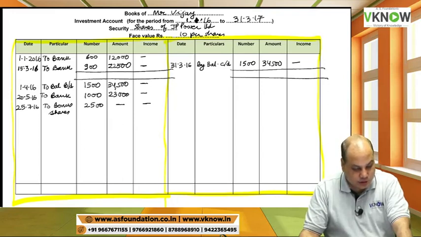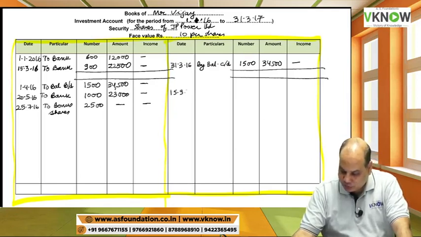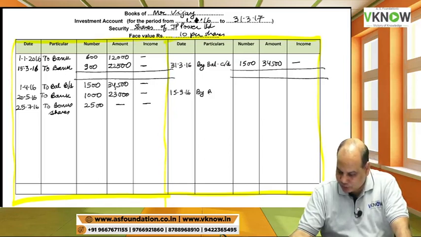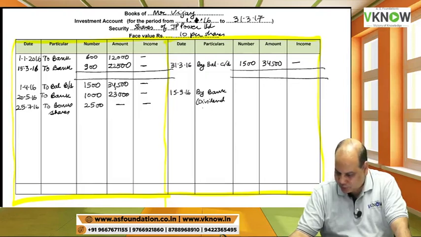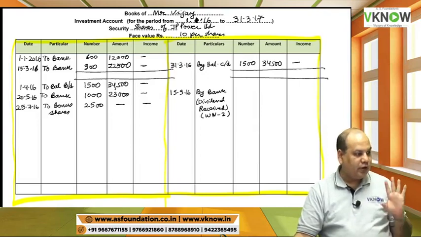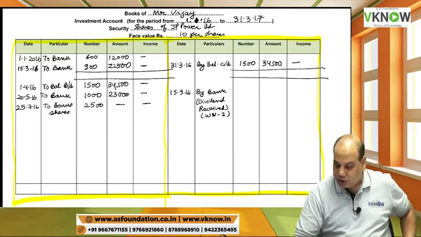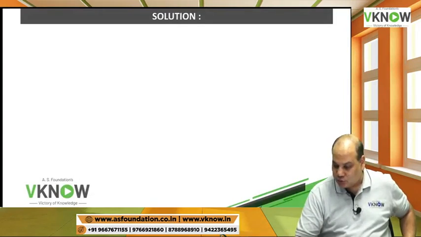After the bonus share, wait. Do not pass the entry for sale yet. If you read adjustment number 1 below, 15 September 2016, by bank, dividend received. We have prepared working note number 2 for that purpose. The right share entry will come after; first dividend, then right share. Go by the dates.